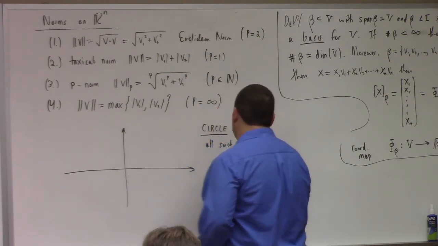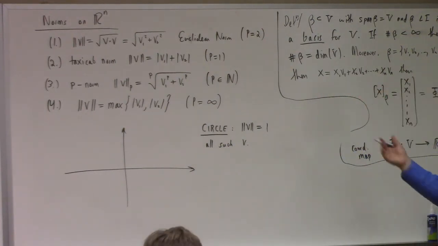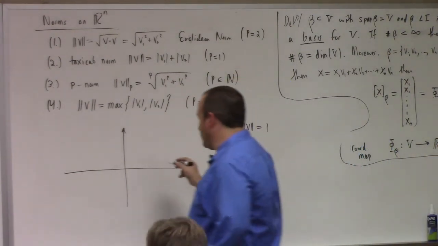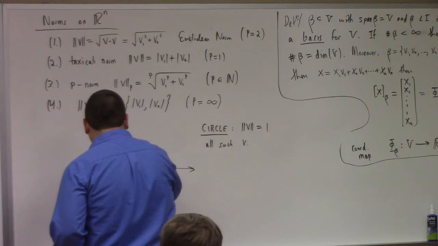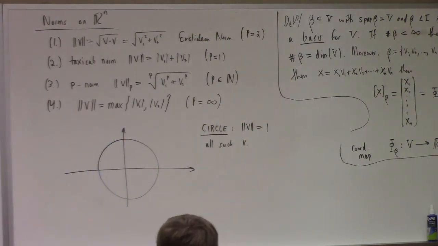All right? That's a unit circle in the norm, bar bar V bar bar. And my point is, if we use these different norms, we get different things. So the circle, of course, is P equals 2. How about P equals 1?